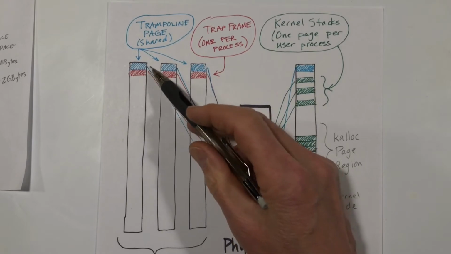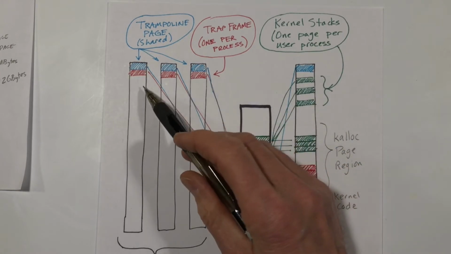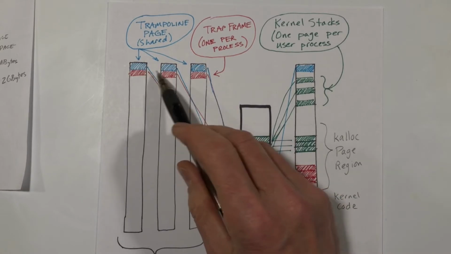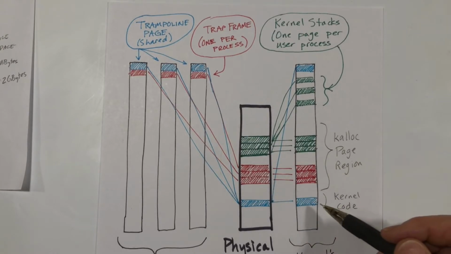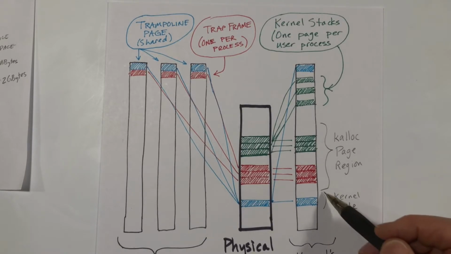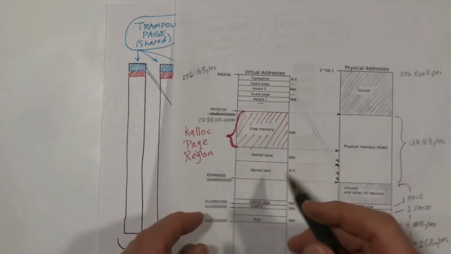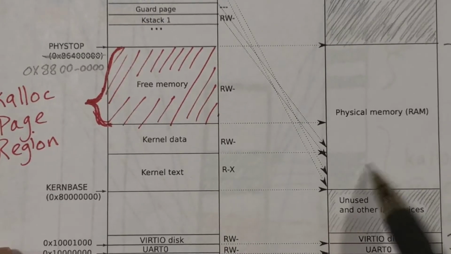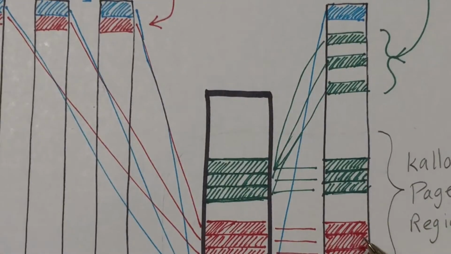We see the trampoline pages in blue here at the top of all of the virtual address spaces, and at the top of each of the user mode virtual address spaces, there is a trap frame shown in red. Now these pages are mapped somewhere into physical memory. The trampoline page will be mapped into code, so it's a page that's actually part of the kernel's text area. So the kernel's code is in this area here, in physical memory here, so the trampoline page will be mapped somewhere into the text area.